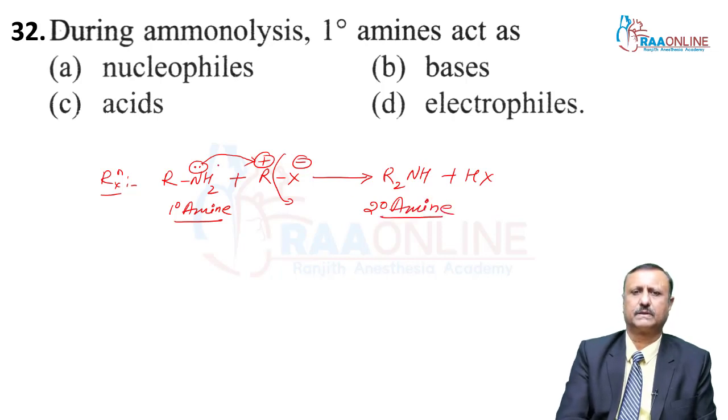When this primary amine is converted to secondary amine, this amine acts as a nucleophile, because this lone pair of electrons is taken on the positive charge. So, it acts as a nucleophile, and this is called ammonolysis. So, answer is A. Question 32, answer is A.